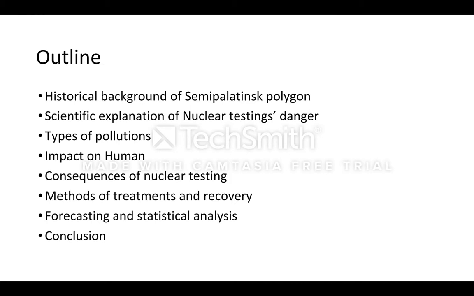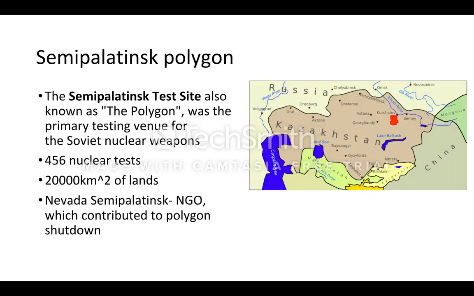Let's start with our outline. First of all, we will tell you about the historical background of the Semipalatinsk polygon. Then we will move to the scientific explanation of nuclear testing's danger. Third, we will tell the types of pollution on the environment. Then we will move to the human impact and consequences of nuclear testing. After that, we will tell you about the treatments and recovery processes which the government of Kazakhstan carries out in order to overcome this problem. Then we will tell you about the forecasting and statistical analysis of this event, and we will move to the conclusion.